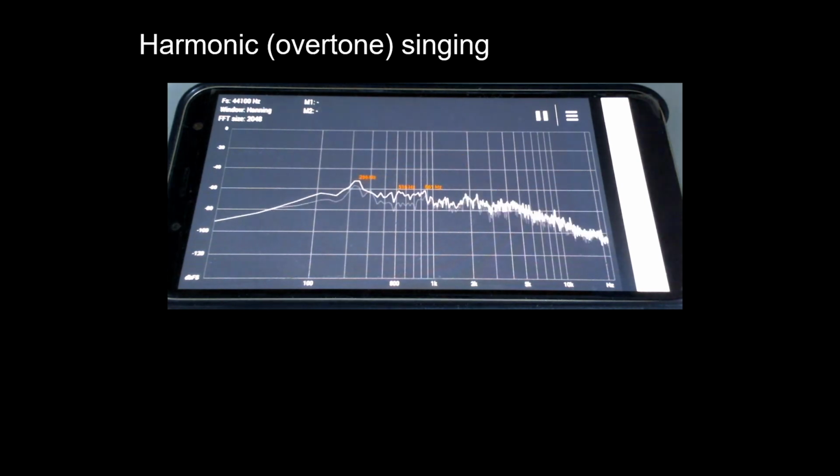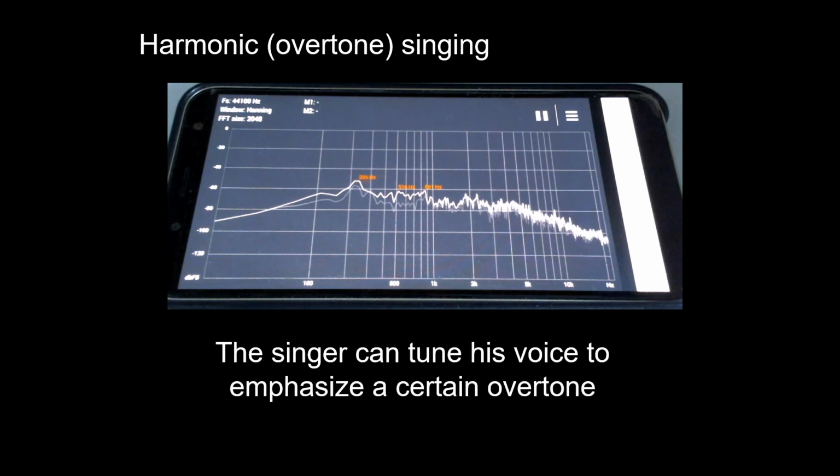This is known as harmonic or overtone singing. The person is singing the same fundamental frequency, but he can tune his voice so that he can emphasize a certain overtone. That's why you can hear a much higher pitched note coming out from his voice. You may want to replay this video to see how the frequency changes while he's singing. You may also want to check out other videos on overtone singing. They are quite interesting.